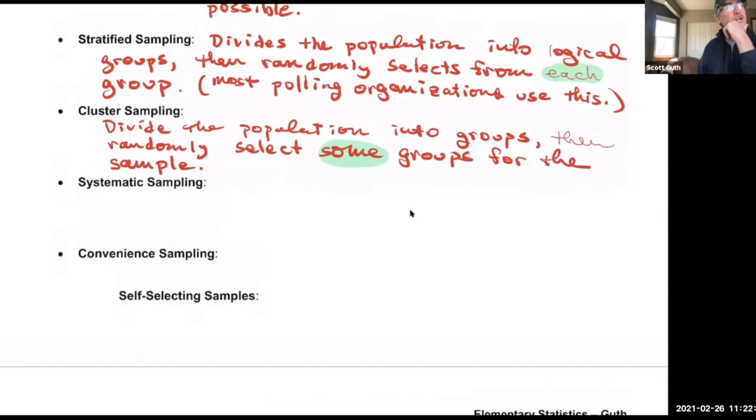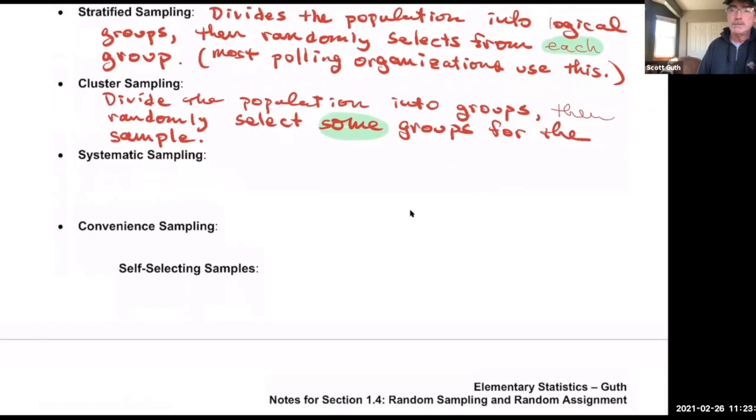So if I want to study English students at Mount SAC, then the natural groups are just the classes, each class of English students. And if I randomly select, they probably have 100 sections. So let's say I randomly select 20 sections to get students from. That's a cluster sample because I'm not going to all the classes. So the groups are the classes. If I go to each class, it's a stratified sample. If I just randomly go to some classes, it's a cluster sample. See the difference?